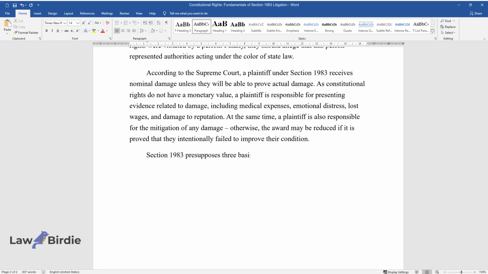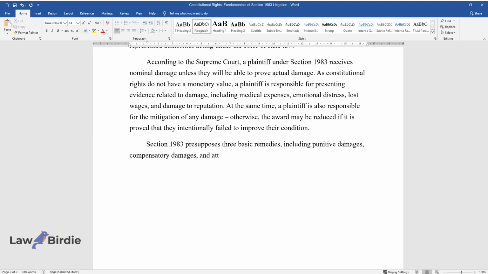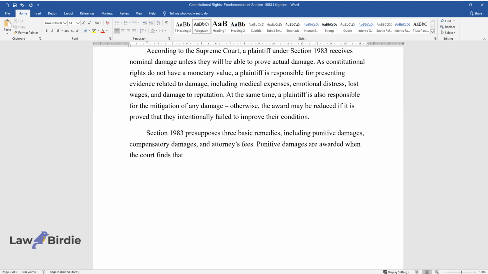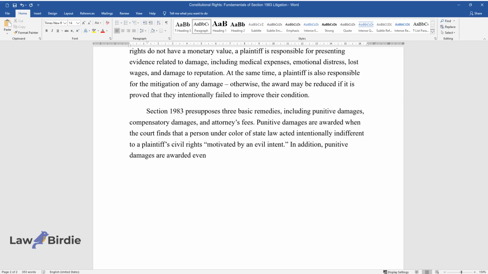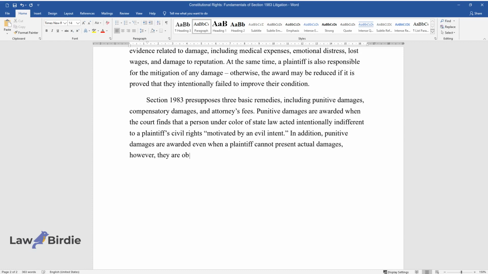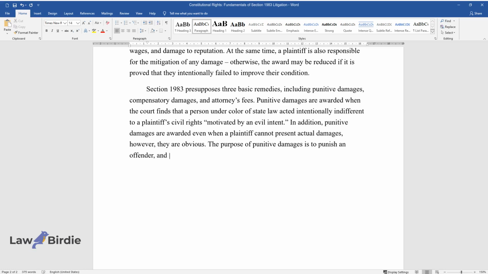Section 1983 presupposes three basic remedies, including punitive damages, compensatory damages, and attorney's fees. Punitive damages are awarded when the court finds that a person under color of state law acted intentionally indifferent to a plaintiff's civil rights motivated by an evil intent. In addition, punitive damages are awarded even when a plaintiff cannot present actual damages, however, they are obvious. The purpose of punitive damages is to punish an offender, and the jury is responsible for assessing the amount.